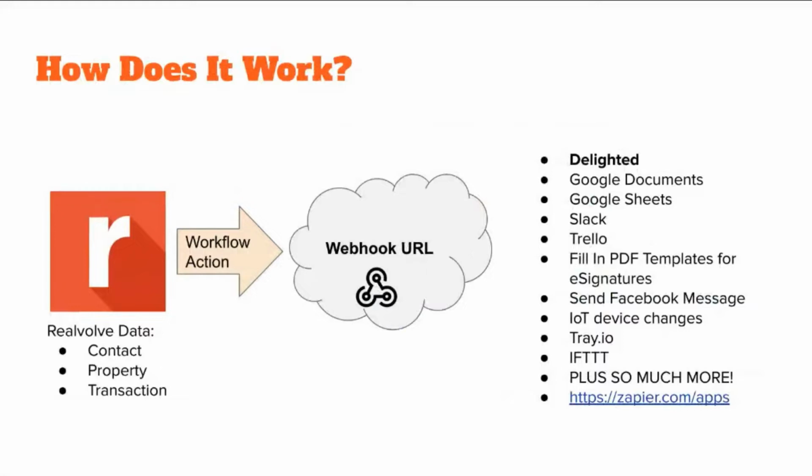But what we want to do is concentrate on Delighted. But you could be sending data to Google Docs, Google Sheets, Slack, Trello, lots of different services that are out there. The thing that I typically do is use Zapier to grab information or do something using their webhook capabilities. And all you need is some other service that has some kind of action that can be done on their side. So it could be sending a postcard. It could be updating a spreadsheet. It could be just about anything. And today we're going to go over the Delighted service.